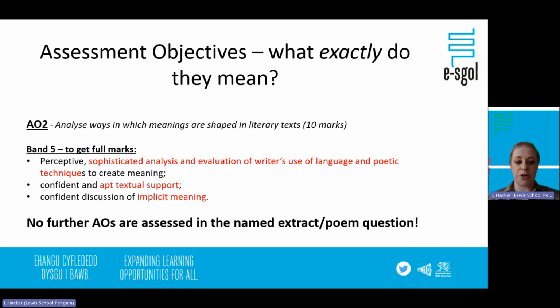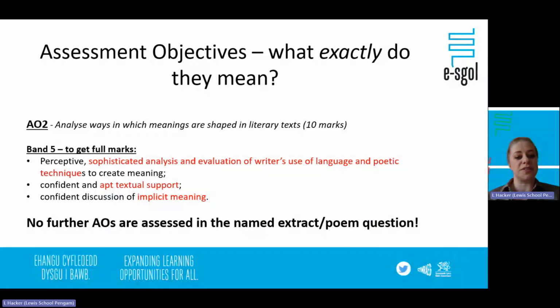So to get really good marks in this particular assessment objective, your response will be perceptive, showing sophisticated analysis and evaluation of the writer's use of language and poetic techniques to shape meaning. Okay, so your analysis needs to be sophisticated and you need to really evaluate how the writer has used language, form and structure to shape meaning. It's really digging down into the meaning of particular words and phrases in the poem or extract.